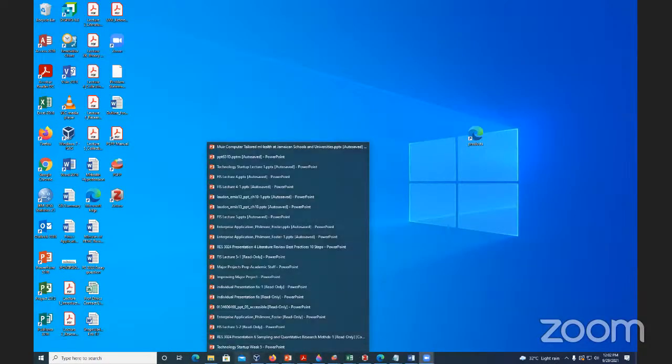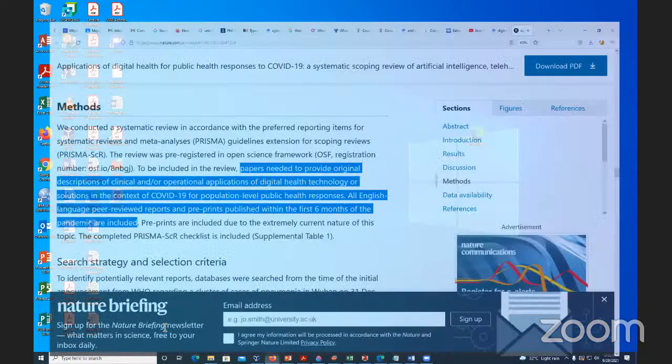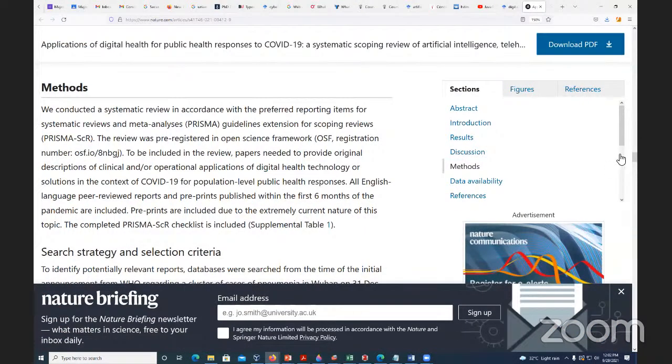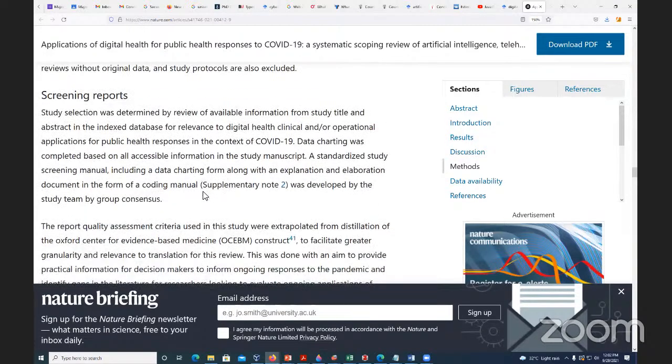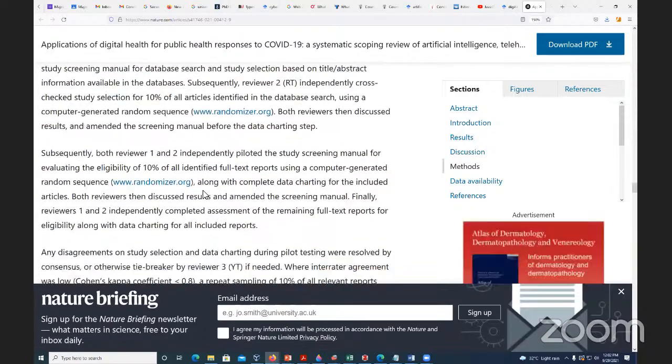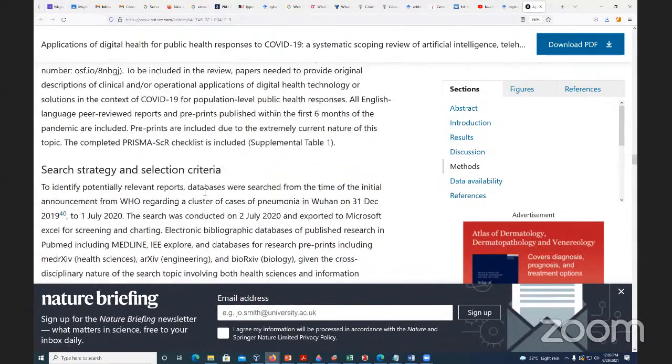Okay, so let's go back to Google Scholar. Where is Google Scholar? I'm lost. Right, so here we are. So we have the methods. They're more specific, so they actually tell you which particular databases they used: Medline, IEEE Explorer, and a number of other databases that give research preprints. All of that is about the methods, but you can read the whole thing. I was just summarizing what they did. That's what you do every time.